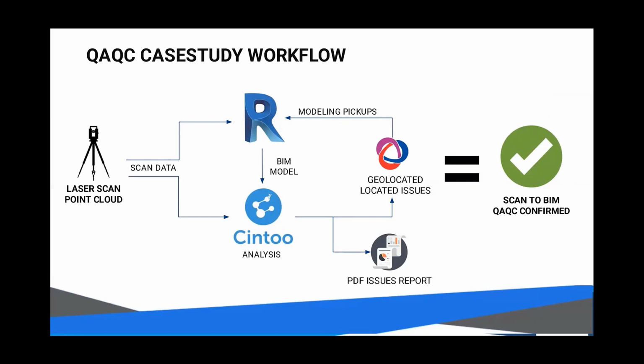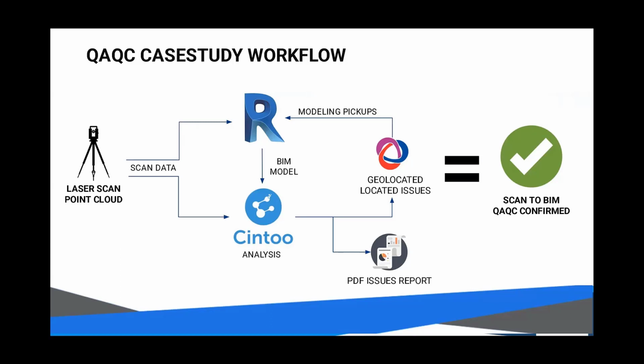So for our QAQC, there's a diagram showing our case study workflow. First, we start off with that laser scan point cloud information. We take that scan data, we import it into Revit, and we also import it into Cintoo. Once inside of Revit, we start our initial model off that point cloud information, and we then export our Revit model directly into Cintoo. Now that we're in Cintoo and we have our Revit model and our point cloud, we can start our analysis of how accurate our modeling is against the point cloud.